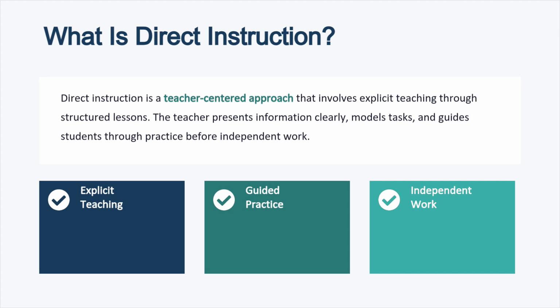You explicitly teach the content. You don't just assign a reading and hope students figure it out. There are three main phases. First, explicit teaching. You clearly explain the concept. For example, if you're teaching paragraph writing, you'd explain what a topic sentence is and why it matters. Then comes guided practice, where you work through examples together with students, maybe writing a paragraph as a class. Finally, independent work, where students try it on their own.